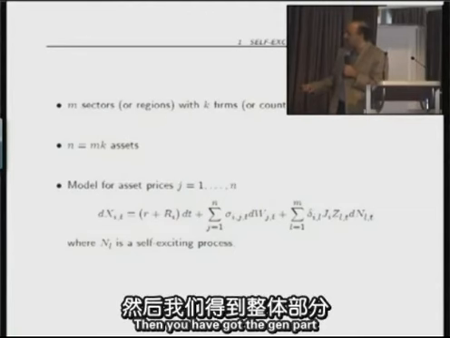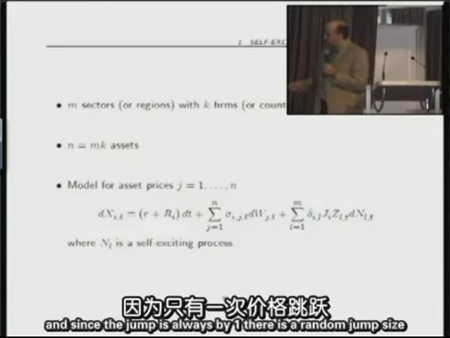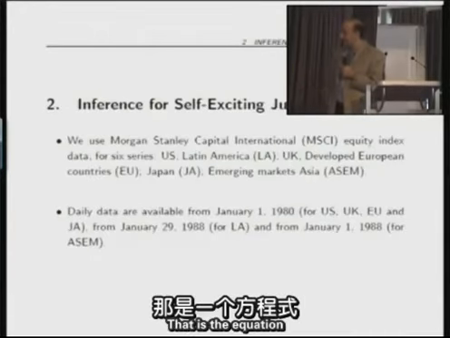And the jump part, again, gets self-excited, and so on. Since the jump is always by 1, there's a random jump size, which is Z, and N is a self-exciting process. That's the equation.